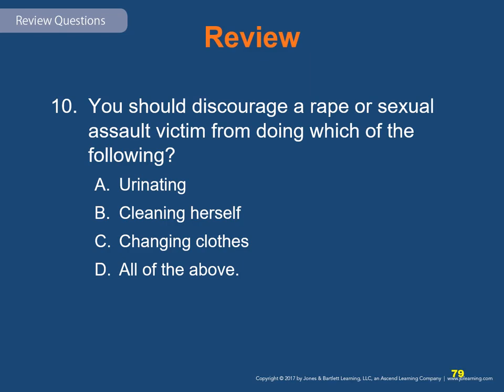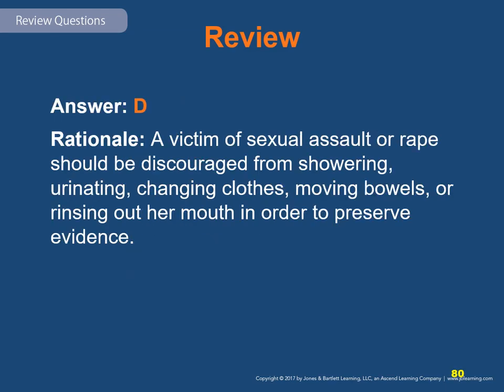Review question 10. You should discourage a rape or sexual assault victim from doing which of the following? A. Urinating, B. Cleaning yourself, C. Changing clothes, D. All of the above. The correct answer is D. A victim of sexual assault or rape should be discouraged from showering, urinating, changing clothes, moving bowels, or rinsing out her mouth in order to preserve evidence.